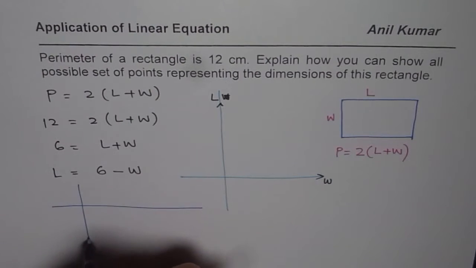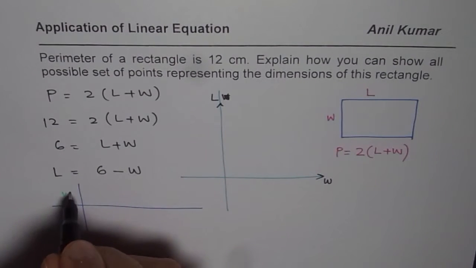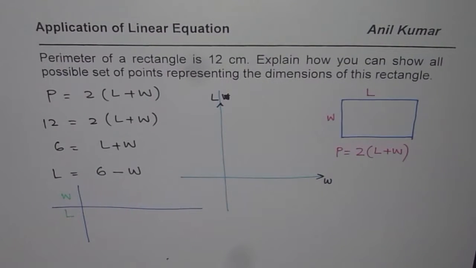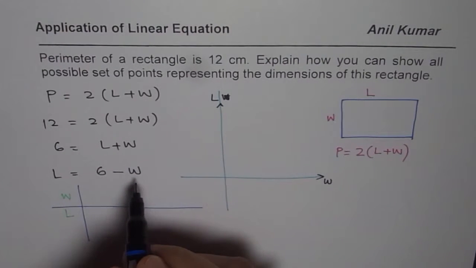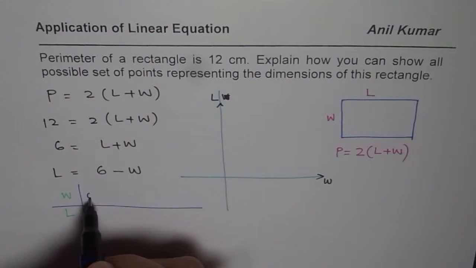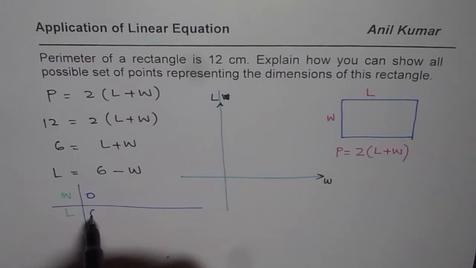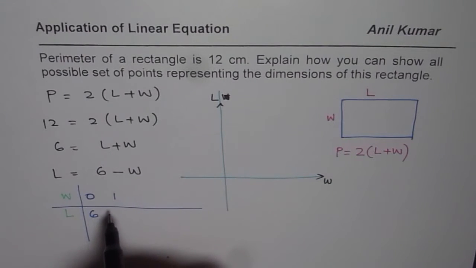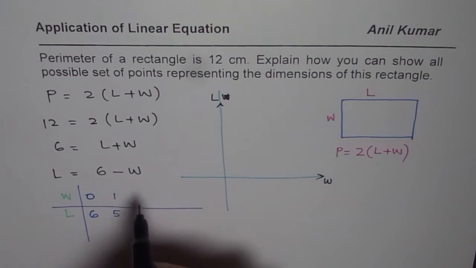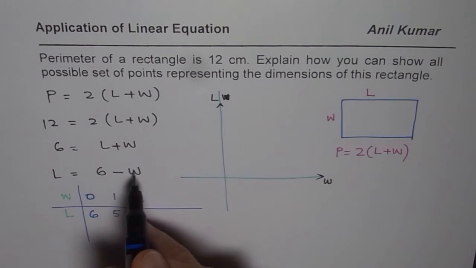For different values of W, that is the width, we will find the length. So let's calculate one by one. If width is, let us say, approaching 0, in that case, 6 minus 0 will be 6, correct? If width is 1, then length will be 6 minus 1, which is 5. If width is 2, it will be 6 minus 2, which is 4.